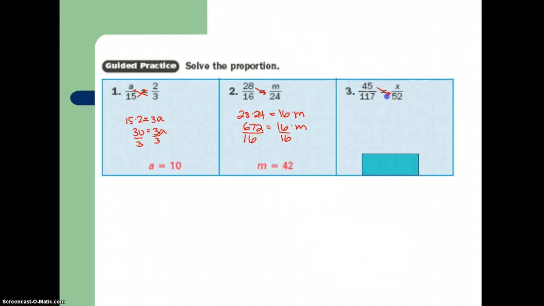Number 3, 45 times 52. If you want to just multiply right away, you could, and just put down 2,340 equals 117x. Divide by the coefficient. The answer is 20.